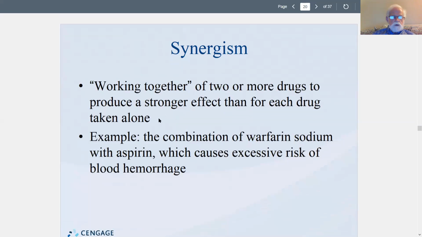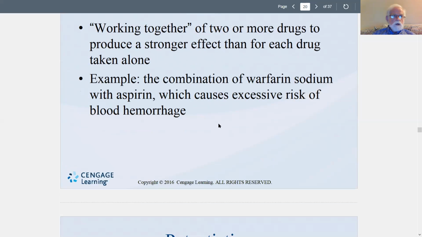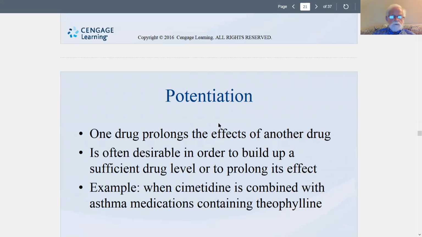So there are several different types of interactions. Synergism means working together, two drugs that will produce a stronger effect than either when taken alone. They're not additive, so it's stronger than the sum. This is a case where the whole is greater than the sum of the parts. So the combination of warfarin and aspirin is very, very dangerous because both of them interfere with blood clotting.